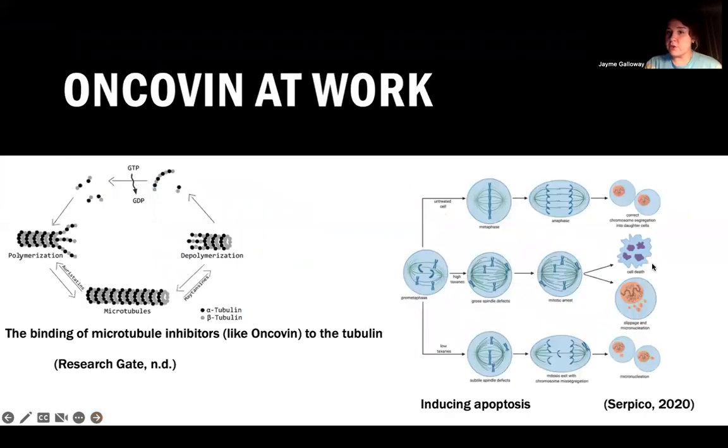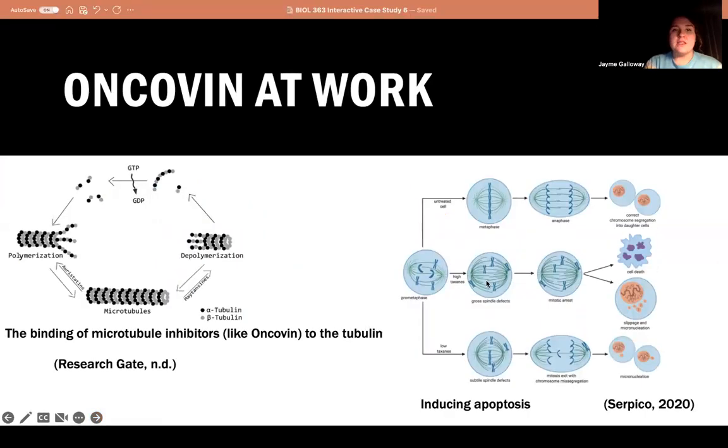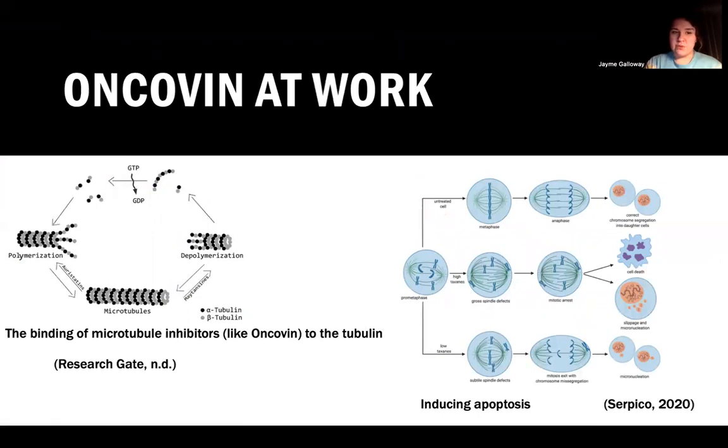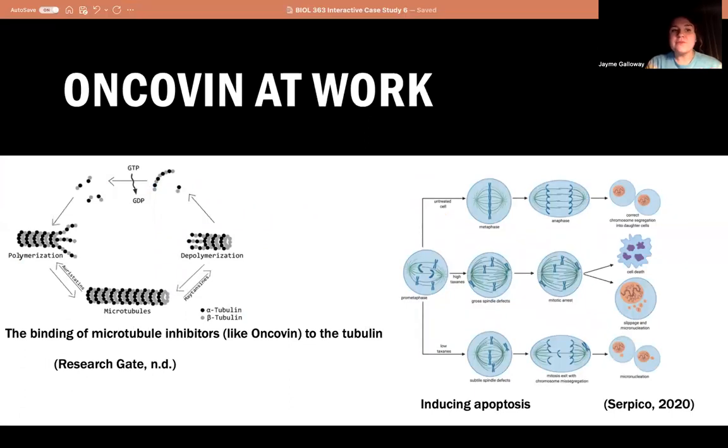And then I also wanted to include images of oncovin at work. Since oncovin can bind to the microtubules, it falls into the realm of microtubule inhibitors. And so to the left, I put an image of the binding of microtubule inhibitors like oncovin to the tubulin, and it shows a good depiction of both alpha and beta tubulin. And then to the right, I put an image of oncovin or microtubule inhibitors that are inducing apoptosis and causing cell death, essentially.